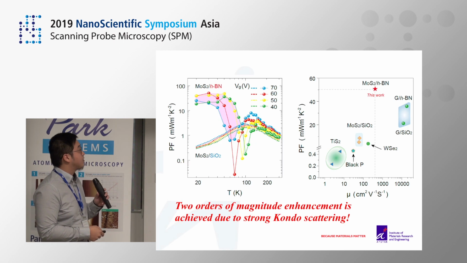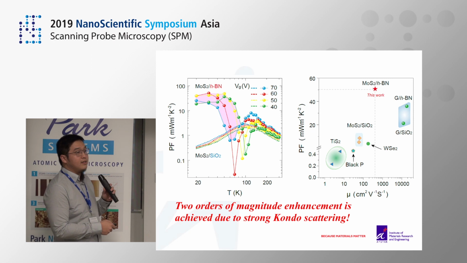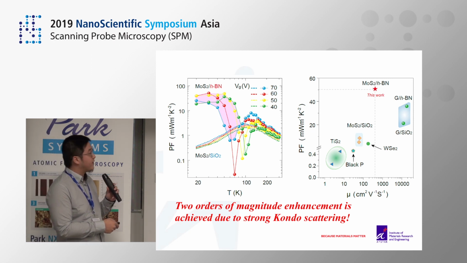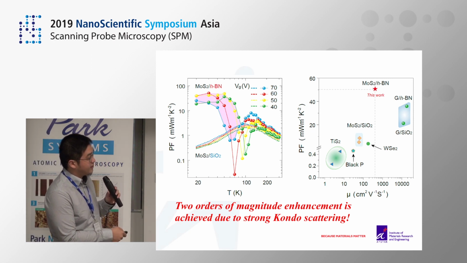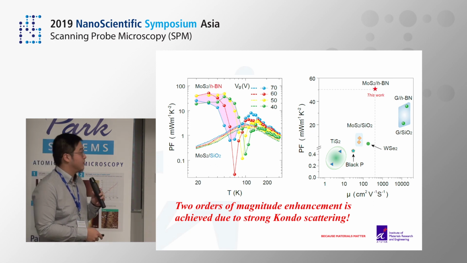Moreover, due to this strong scattering between the electron charge carriers and the quantum resonant peaks, we have a large enhanced power factor, two orders of magnitude, for this MoS2 on hexagonal boron nitride. And this lower panel here is the ZT figure of merit. This is much larger than previously reported for natural materials.